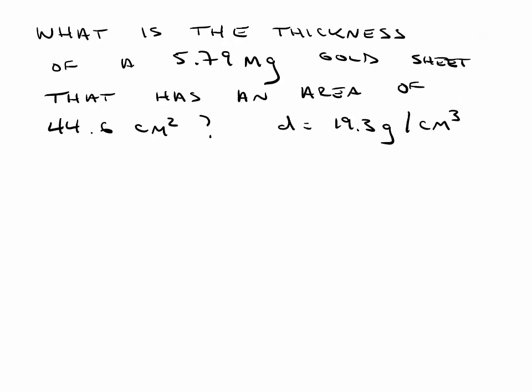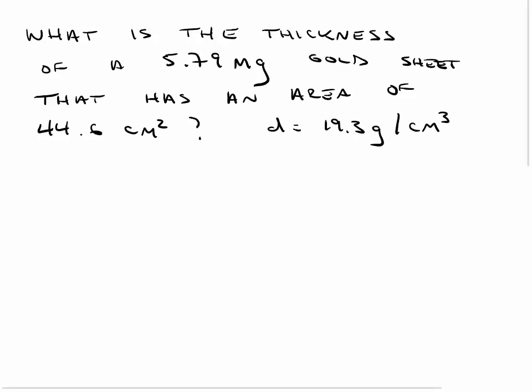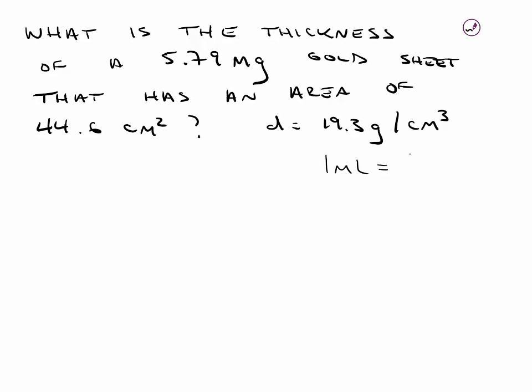Let's try a little bit more complex problem. In this problem, I want to determine the thickness of a 5.79 milligram sheet of gold that has an area of 44.6 square centimeters. And I'm given that the density of gold is 19.3 grams per cubic centimeter. Recall that 1 milliliter is exactly equal to 1 cubic centimeter. Sometimes that is important. So in this case, I want to use the density to find the volume, because I recall that volume is equal to length times width times height. That will give me volume.